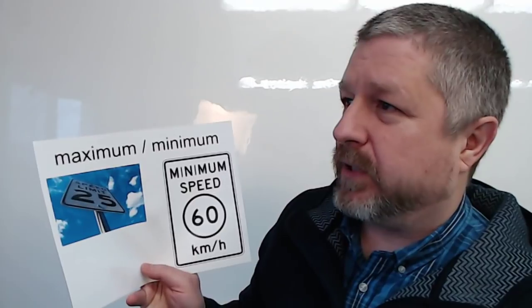So sometimes when kids want to go on a ride, it'll say, you need to be this tall to go on the ride, and there'll be a minimum. So maximum is a high limit, and minimum is a low limit.